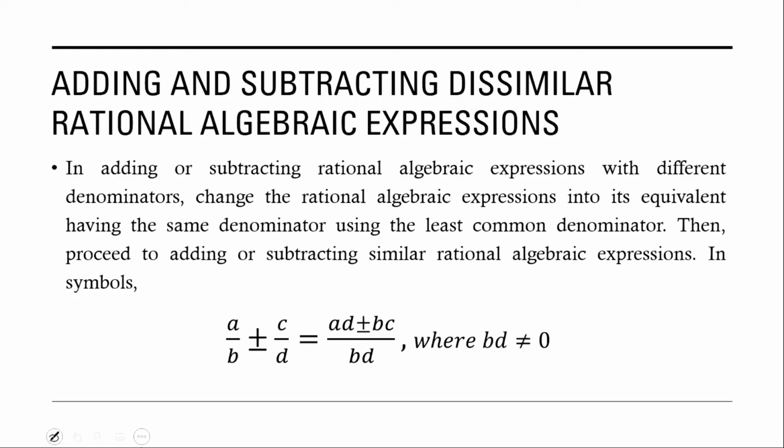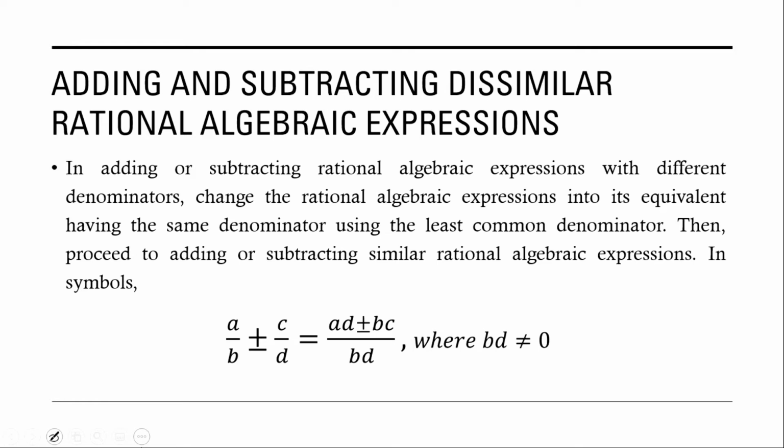Next part, adding and subtracting dissimilar rational algebraic expressions. So in adding or subtracting rational algebraic expressions with different denominators, we simply have to change the rational algebraic expressions into its equivalent having the same denominator using the LCD or least common denominator. Then, proceed tayo into adding or subtracting similar rational algebraic expressions. So how do we do that?